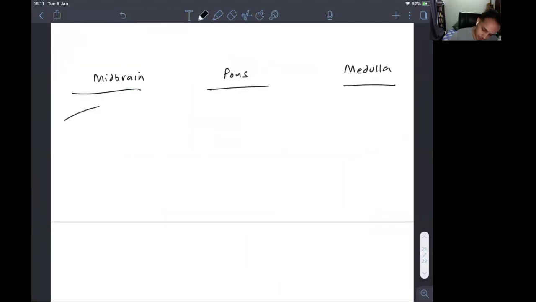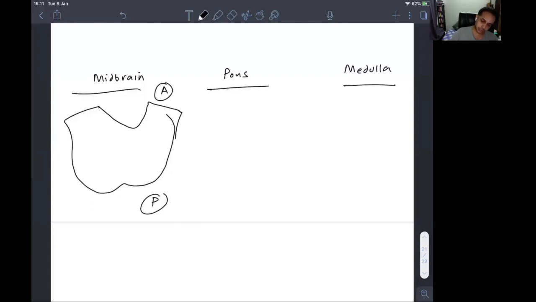Now I'm going to draw this is anterior and this is posterior. Okay, so this is ventral and this is dorsal.